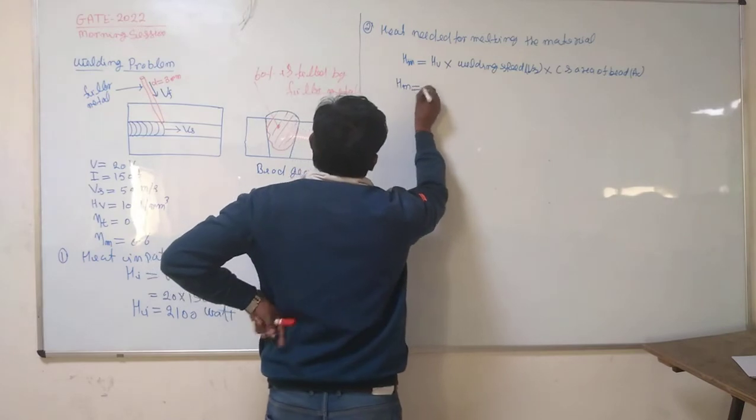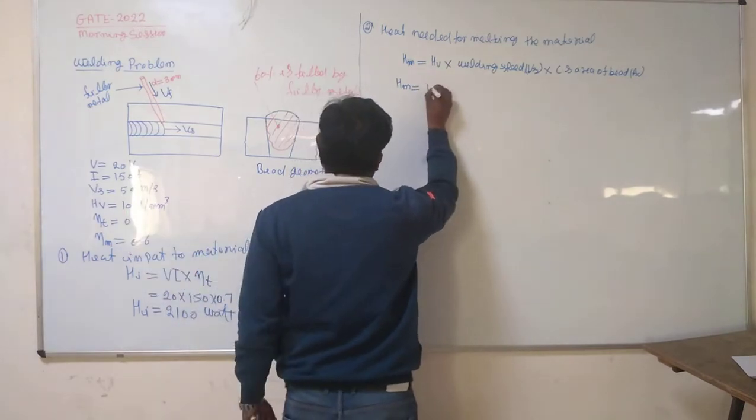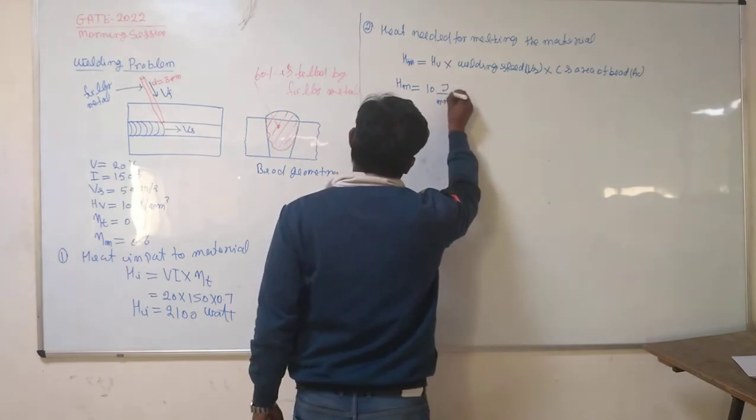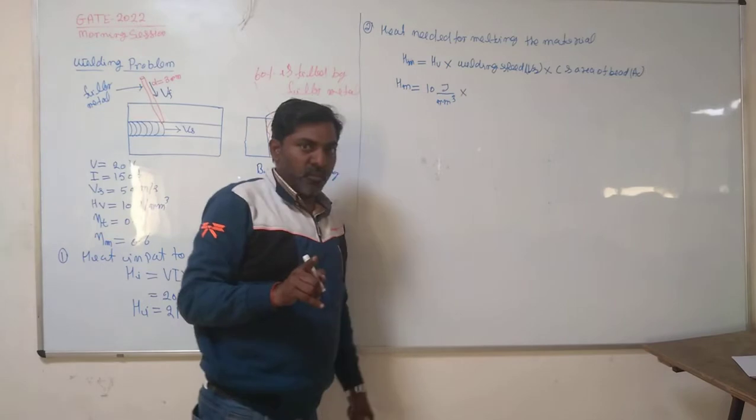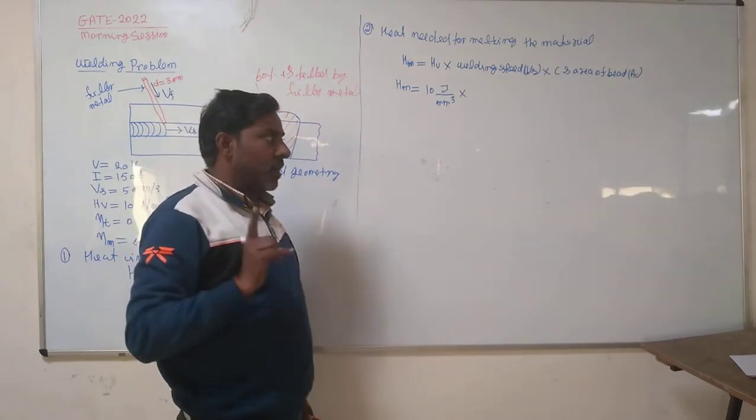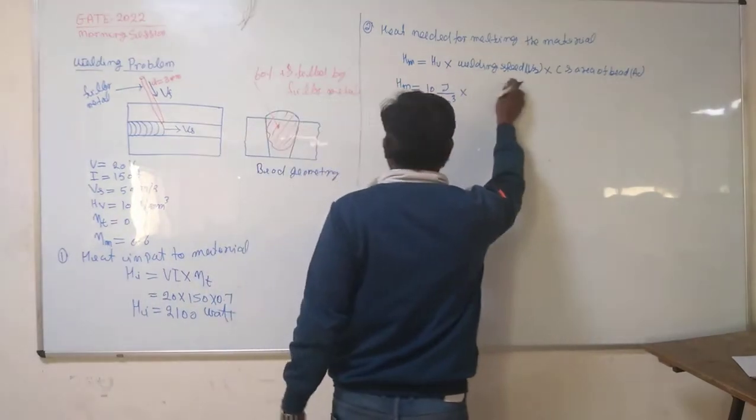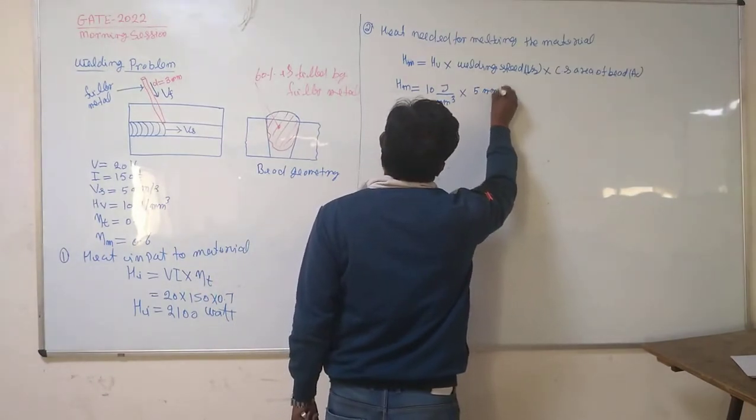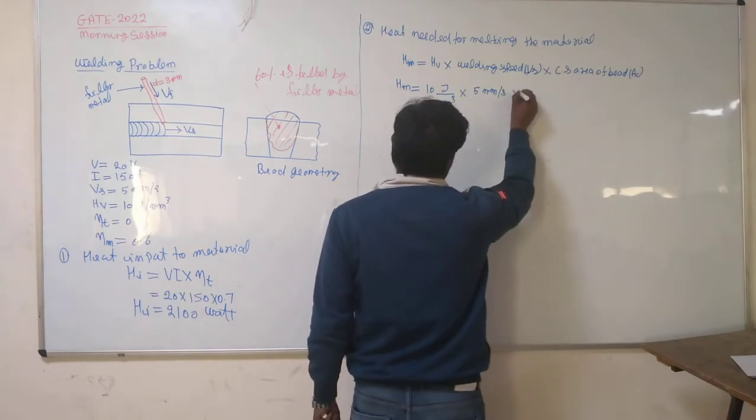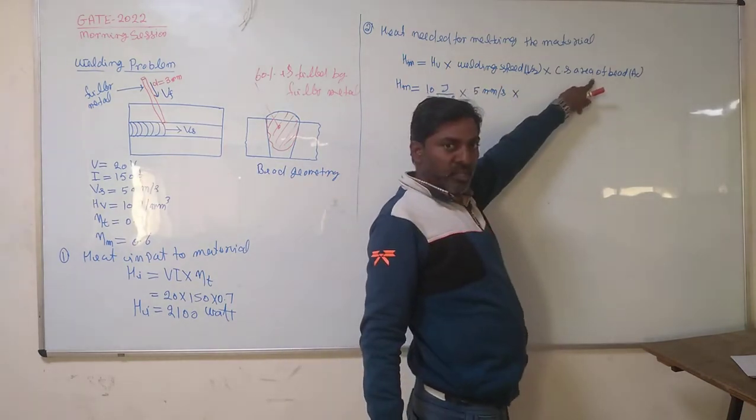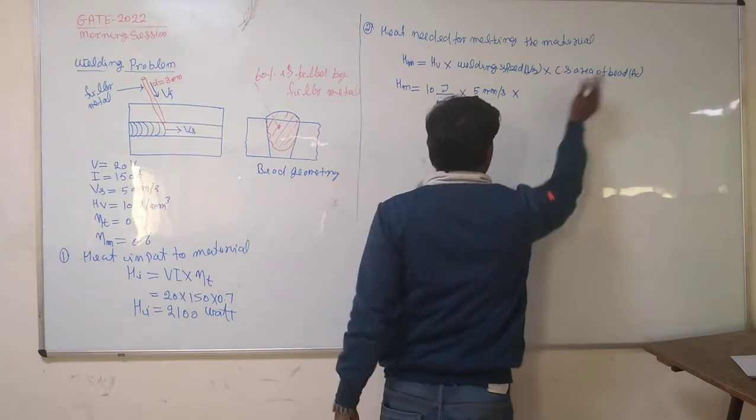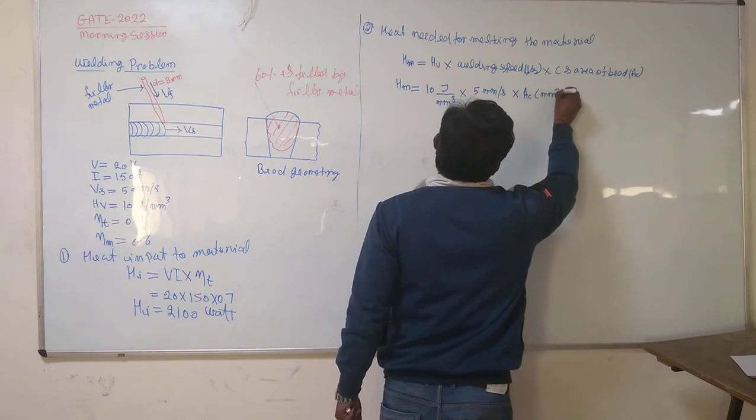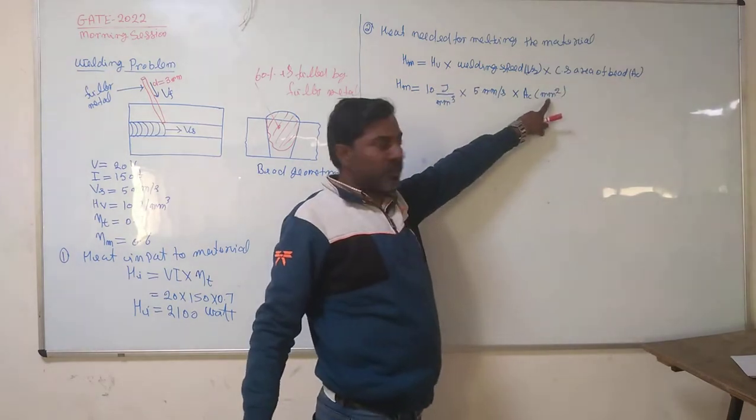Let us put all the values. HM is equal to HV. HV is 10, and you also write the unit, joule per mm cube. Also you have to check and balance the units. In production, you have to take very critical care of this. The welding speed is 5 mm per second, into the cross-sectional area of the bead geometry, which first of all you have to find out. Let us say it is AC, and you will get this in mm square.